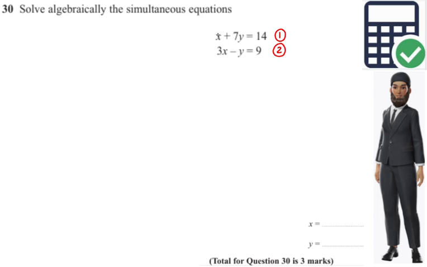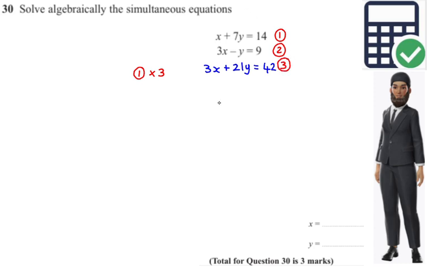I could make the coefficients of x the same, or I could make the y's the same. I'm going to focus on the x's right now. So for equation number 1, I need to multiply by 3, so that we can have a common coefficient of 3x. So let's write that down. x times 3 is 3x. 7y times 3 is plus 21y. 14 times 3 is equal to 42. And I'm going to label this as equation number 3.